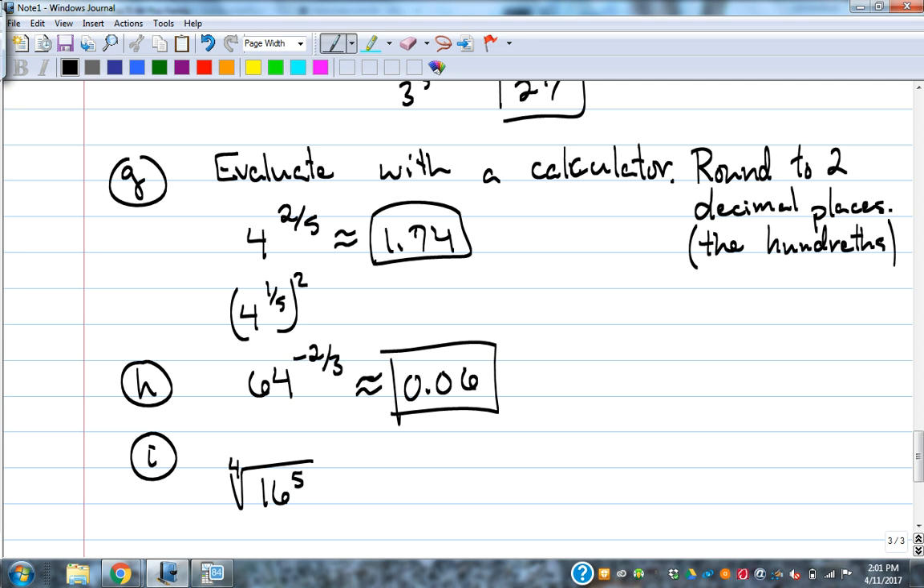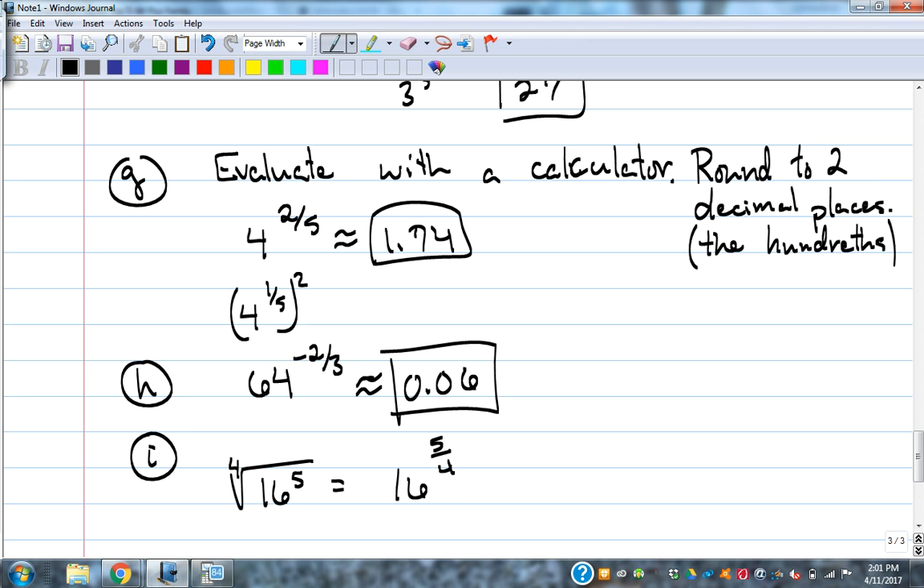All right. 4th root of 16 to the 5th. What is that written in rational exponent form? If I wanted to write that as 16 to some fraction exponent, what's the fraction? Good, 5/4.